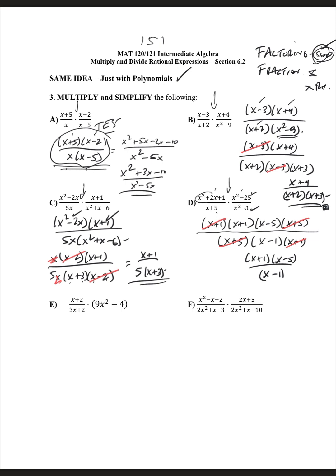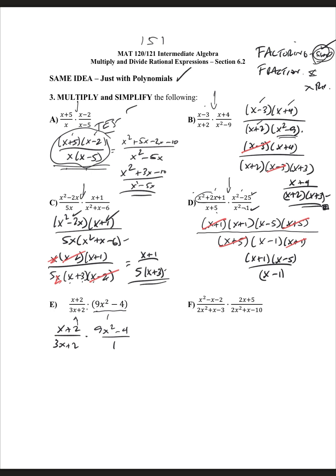All right, E has a little tricky spot. This is clearly a fraction, and we're multiplying it to just a normal polynomial. But we know everybody can be written over 1. So let me write it this way. We have the fraction x plus 2 over 3x plus 2 times the fraction 9x squared minus 4 all over 1. So now this looks a little bit like what we did in A, B, C, and D.